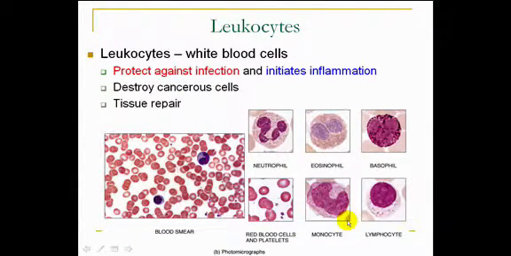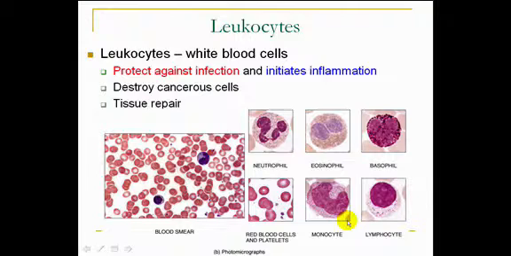Alright, so now let's look at the role of your white blood cells, which we call leukocytes. Now leukocytes play a role in fighting against infection, and initiating inflammation. Inflammation is an important process for fighting infection and stimulating tissue repair. Now we're going to learn all about fighting infections and inflammation in our next lecture on body defenses and immunology. So for now, we just need to know your white blood cells play a role in that.